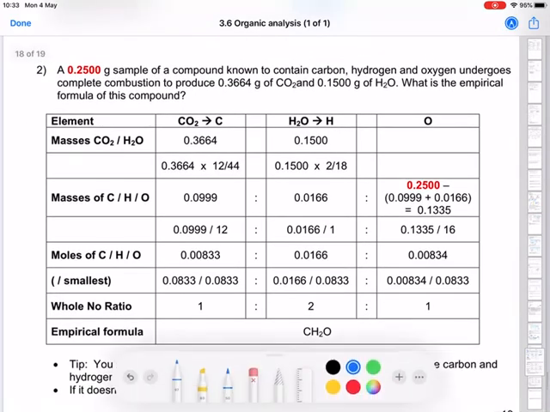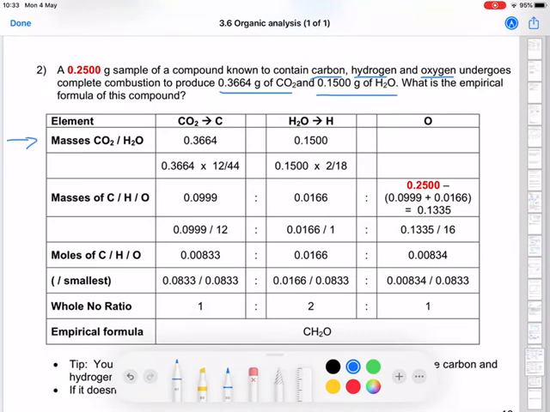So here's another example. 0.25 grams of an unknown sample contained carbon, hydrogen, and oxygen. So in this question, you're told that you are going to have to work out the mass of the oxygen. Sometimes it doesn't. You always have to do the check. Okay. So undergoing complete combustion produces 0.3664 grams of carbon dioxide and 0.15 grams of water.